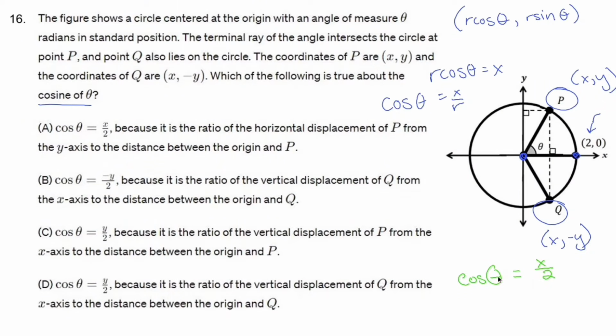Now that's what I have so far. Clearly they want me to do a little bit more explaining, but let's see if we can figure this out. So cos theta equals x over 2, so let's bookmark that for a second.